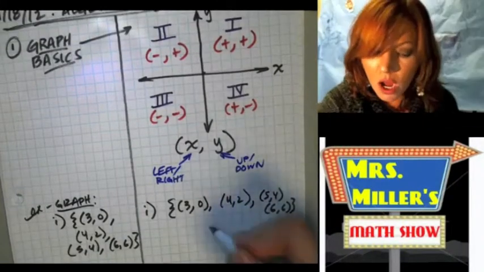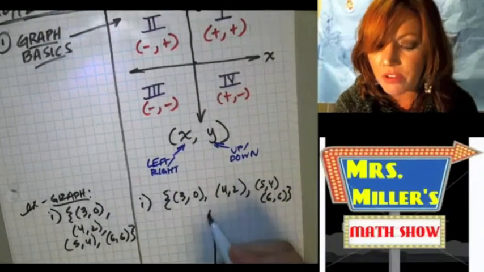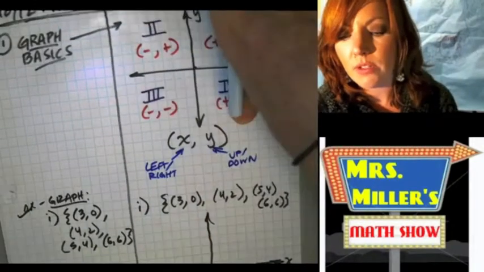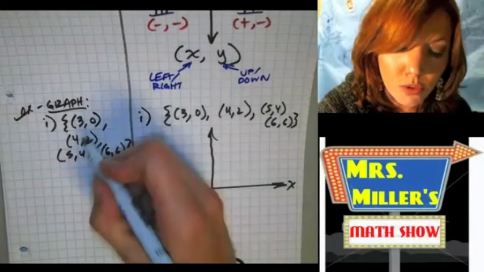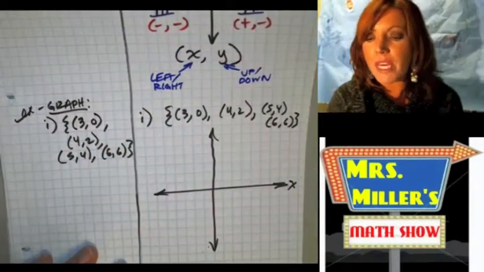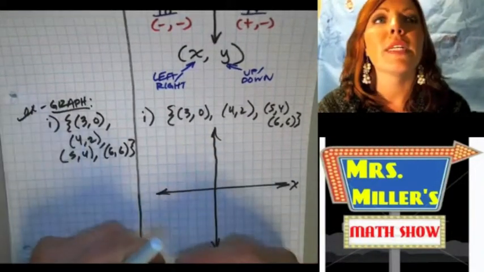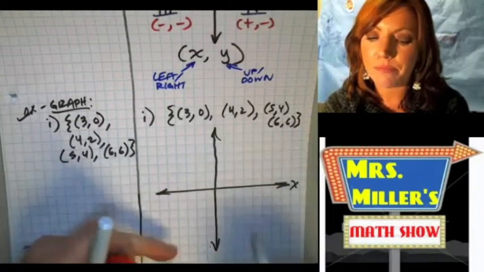All right, so let's draw. Ready, draw a graph on your paper. It does help if you've got graph paper, but if you don't, that's okay too. Is that 4, 2? Yes, 4, 2. All right, so can somebody tell me how I graph the point 3, 0? Thane.